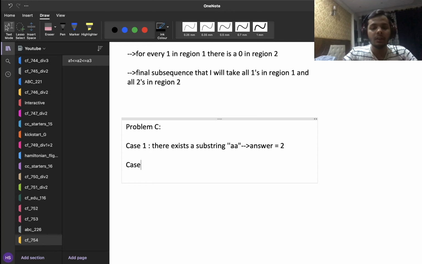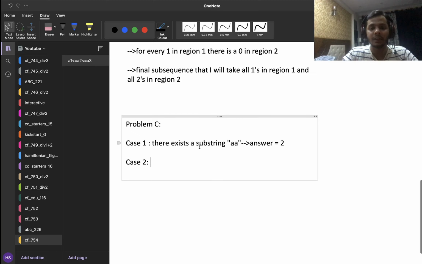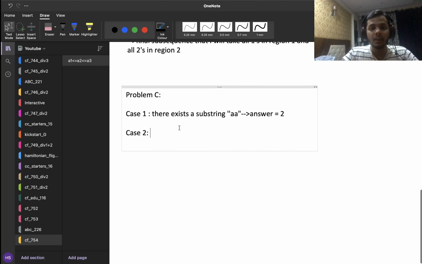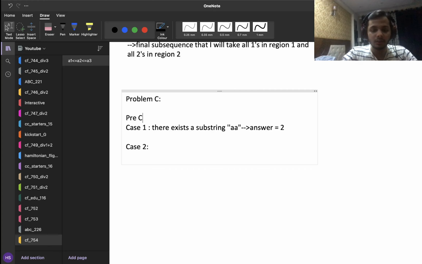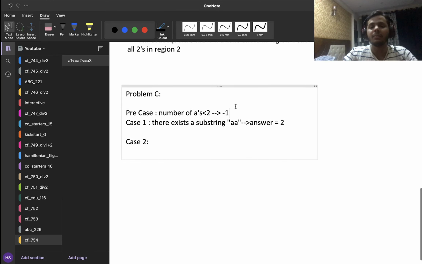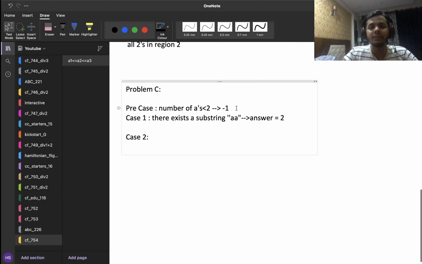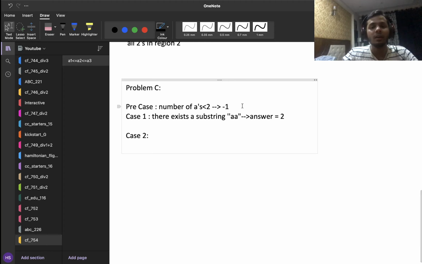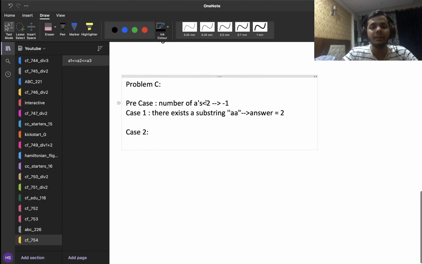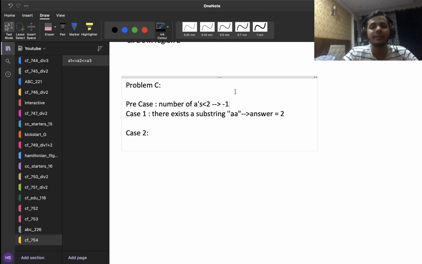Now with this case done, the second case comes, which now I am sure that there is no AA in my string. And before that I have a pre-case, which is that the number of A's is less than 2. If that is the case, then obviously the answer will always be -1, because there is no particular substring which can satisfy the condition, since I can have just one A here and the length of the substring has to be at least 2. So obviously if I have just one A, that condition will never be satisfied. So I am assuming from now on that the string has at least 2 A's.